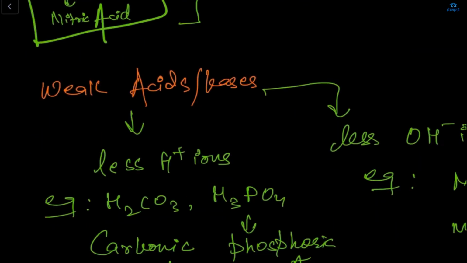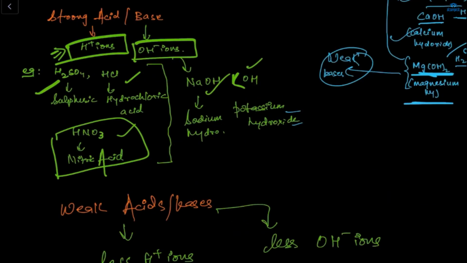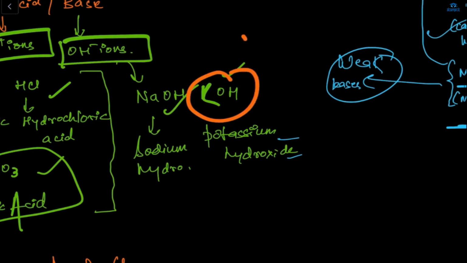And now weak acids and weak bases also. What is the formula for potassium hydroxide? KOH. It's K, potassium.